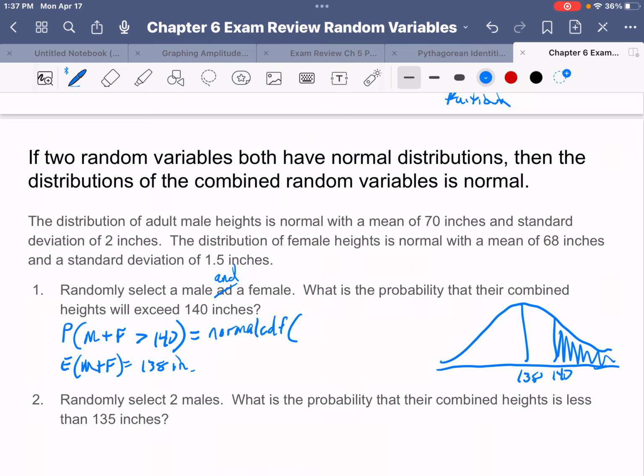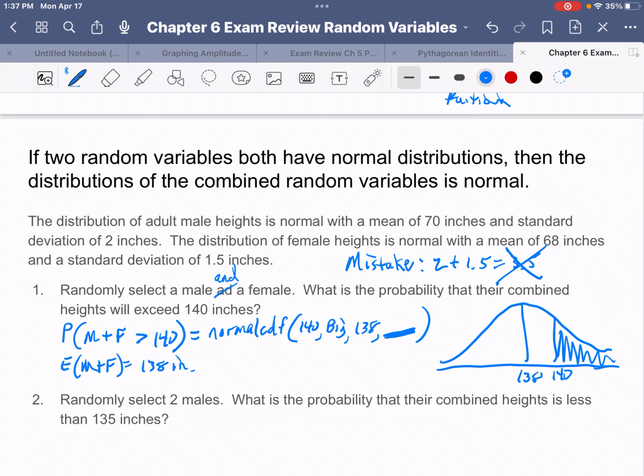Okay, now, I know that you're going to answer this question with normal CDF, and you're going to put 140 as the left bound, you're going to put a big number as the right bound, and then you're going to put that 138 as the mean, and then you got to put that standard deviation in. Well, what's a student going to do that's a mistake? They're going to say, oh, I combined the males plus the females, so if I simply add 2 plus 1.5, that's 3.5. Maybe that's the number that I should put right there.